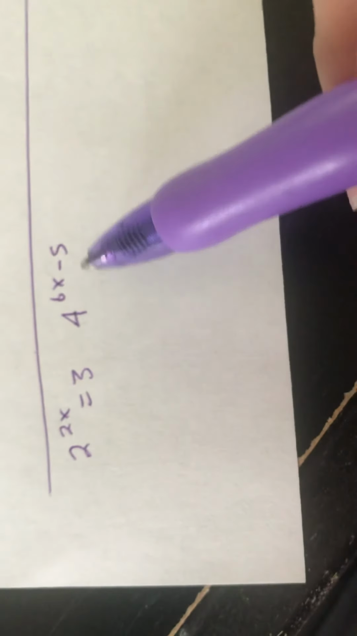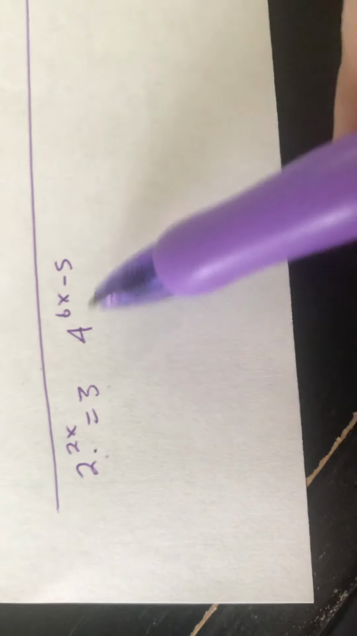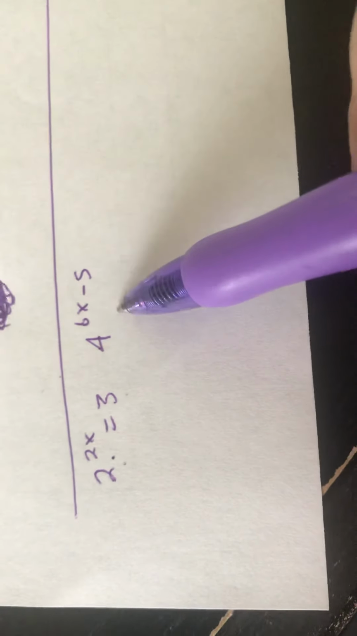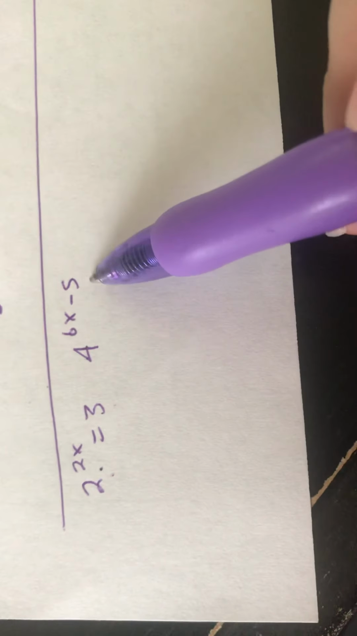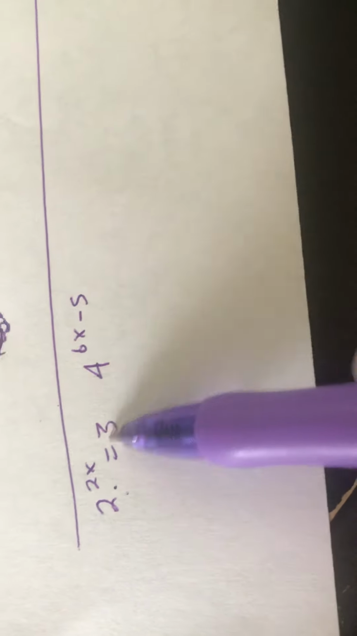Alright, and so now we are on to the next problem. You were told that 2 to the power of 2x is equal to 3, and now the problem wants you to find 4 to the power of 6x minus 5. Now you can't use a calculator on this because we're not allowed to use the calculators on the test.